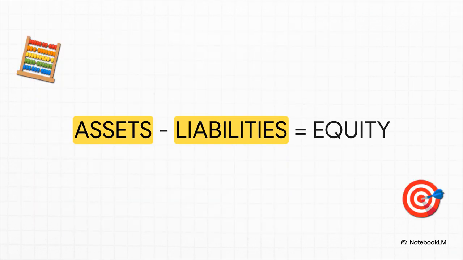And you know what the best part is? The math is incredibly simple. You just take everything you own, your assets, and you subtract everything you owe, your liabilities. And whatever's left over, that's your equity. That's the number you want to see go up over time.